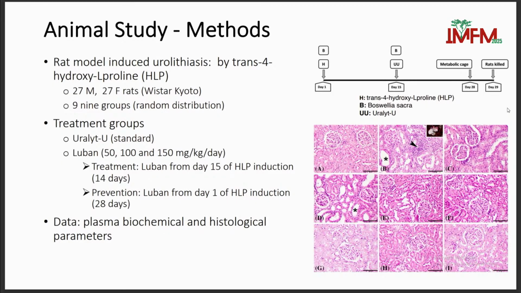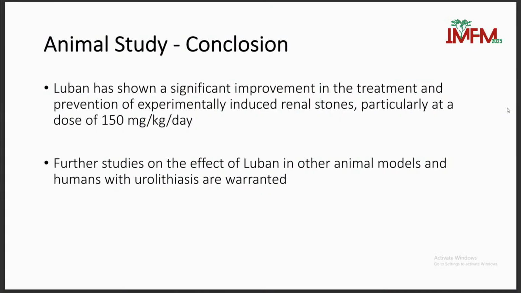And during this experiment, we have collected biochemical and histological studies. And in fact, we have proven that Luban has shown significant improvement in the treatment and prevention of the experimentally induced renal stones, particularly at the dose of 150 milligram per kg per day.